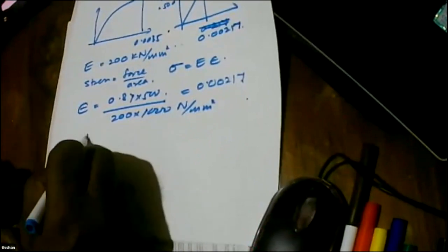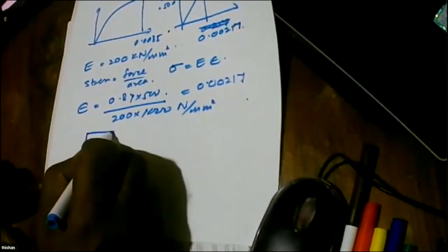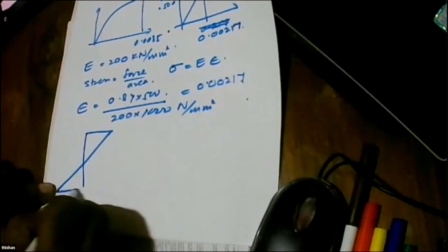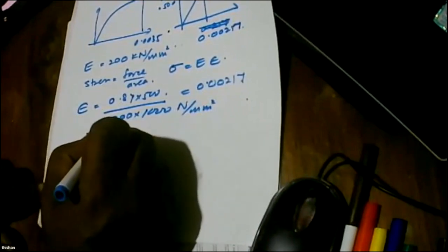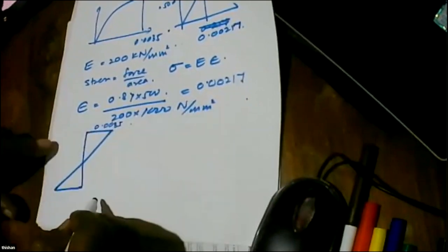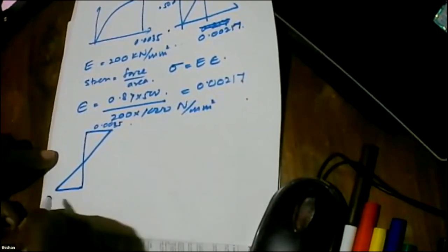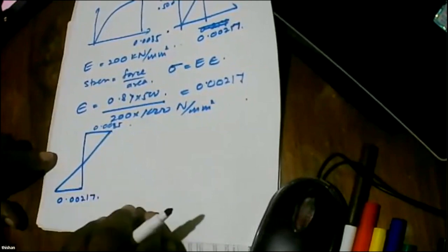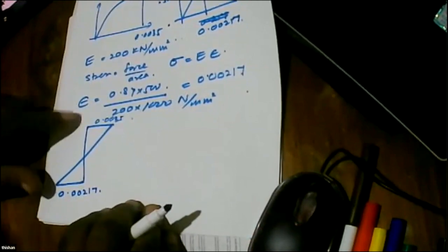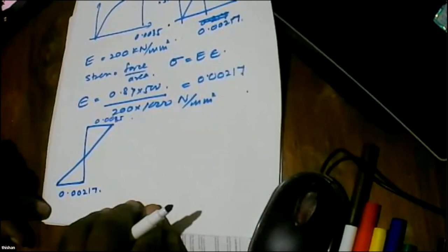So let's see what happens. This is the strain diagram, 0.0035, and if it is 0.00217, that means by the time concrete crushes, steel is about to yield. If that is the case, will you get a warning? No warning. You don't get a warning, right?